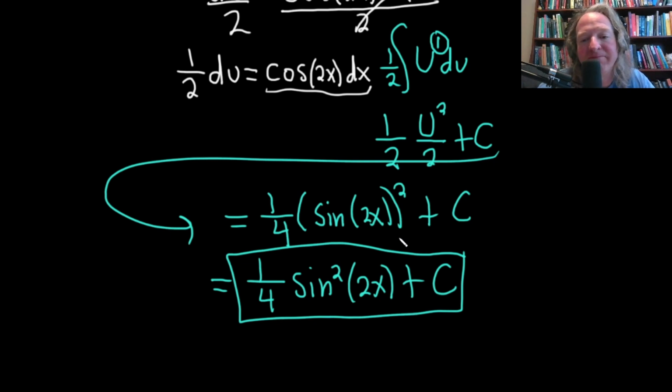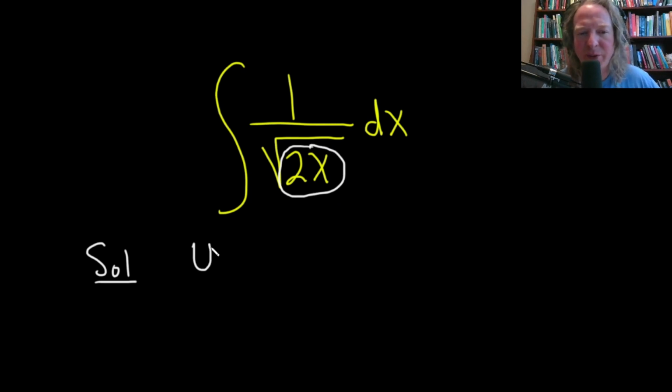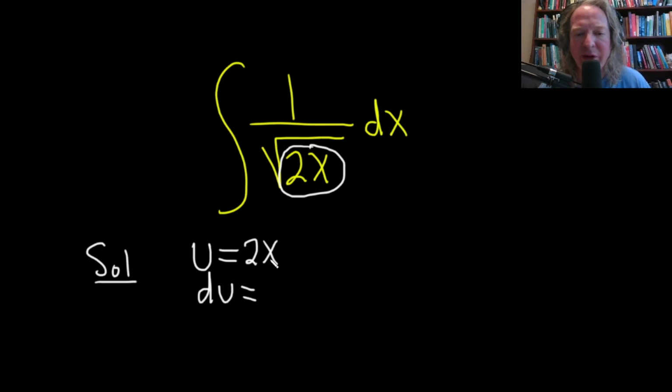In this example, we are going to integrate 1 over the square root of 2x. Let's go ahead and work through it. Solution. So we'll start by making a u substitution. We're going to let u be the inside piece here. So u is equal to 2x. And then we'll take the derivative of both sides. So we have du equals, and then the derivative of x is 1. So this is 2 dx.